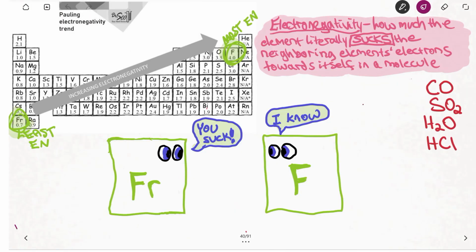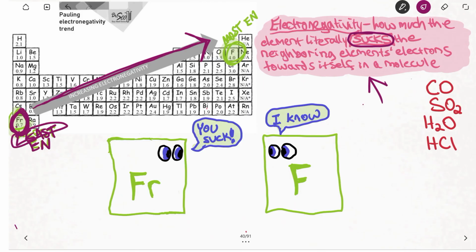So electronegativity is how much the element literally sucks the neighboring electrons from the elements that it's bonded to towards itself in the molecule. So as you can see here, this is increasing electronegativity. Goes this way on the periodic table. And again, this is in my Secrets of the Periodic Table and periodic table videos in the basic chemistry playlists that I have on my website and on my YouTube channel. So increasing electronegativity means down here at the bottom left is the least electronegative element. And then you go diagonally all the way up to the top right.